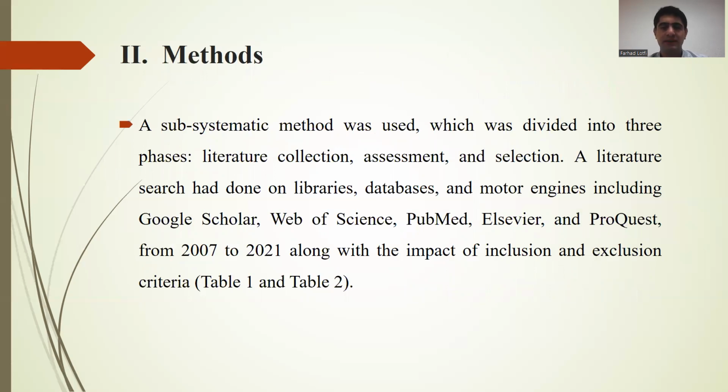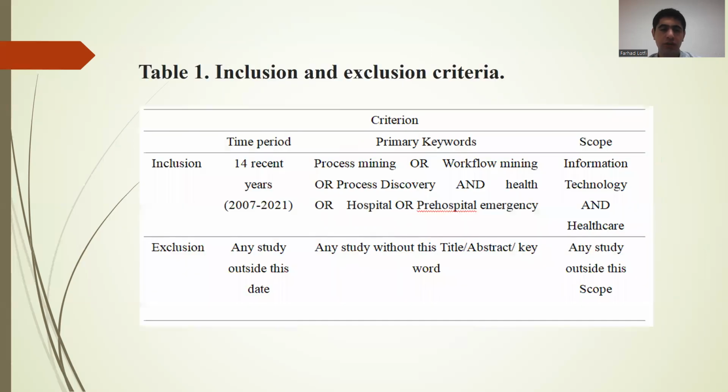A systematic method was used, which was divided into 3 phases: literature collection, assessment, and selection. And as I mentioned, our search engines, including Google Scholar, Web of Science, PubMed, and so on, from 2007 to 2021, along with inclusion and exclusion criteria. For example, for inclusion, our period of time was 14 years from 2007 to 2021, and primary keywords include process mining or workflow mining, with the scope of information technology and healthcare. For exclusion, any study outside this date, and any study without this title, abstract, or keyword, and so on.